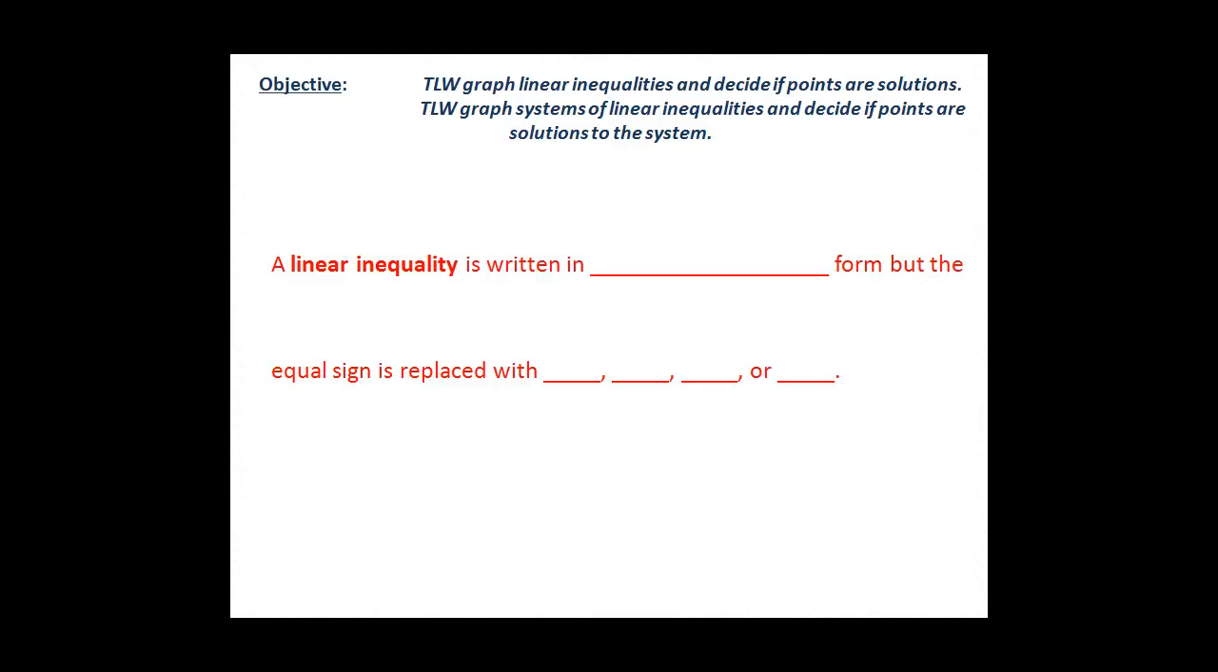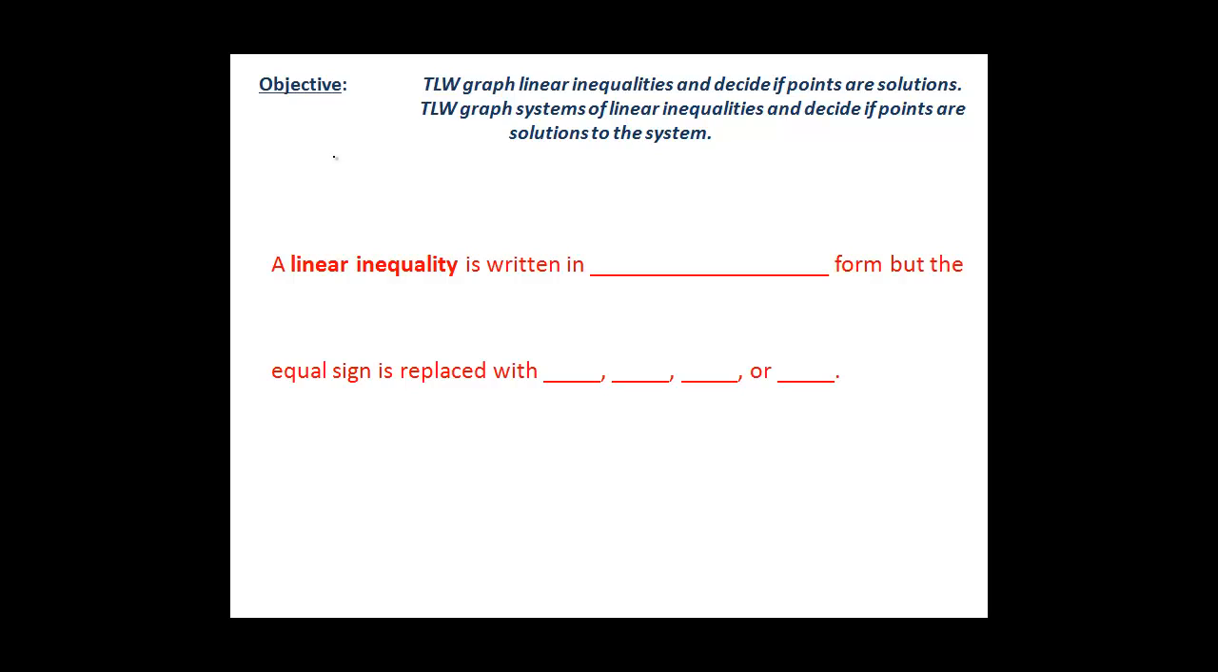Our objective is the learner will graph linear inequalities and decide if points are solutions, and the learner will graph systems of linear inequalities and decide if points are solutions to the system. So first we need to talk about what a linear inequality is.